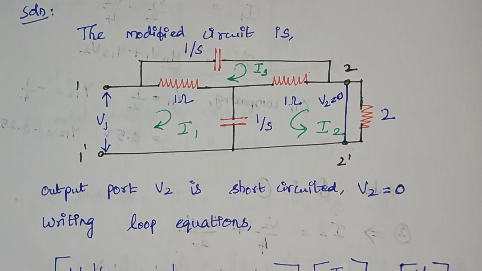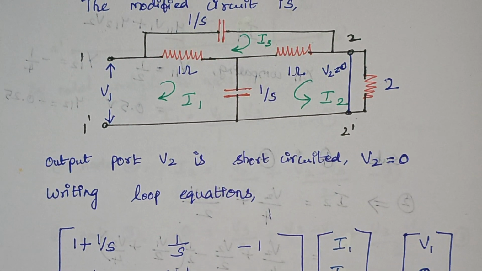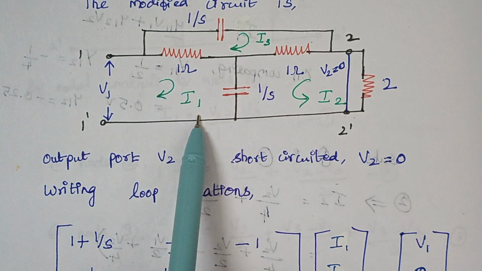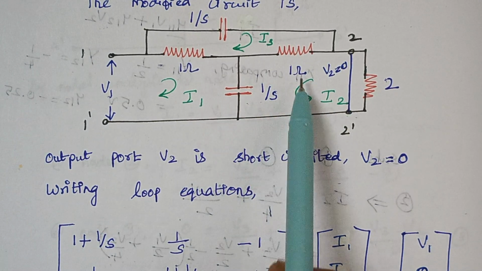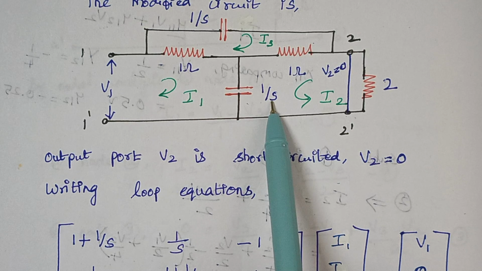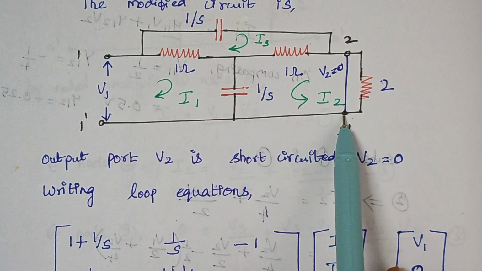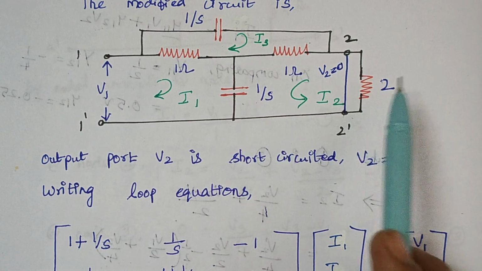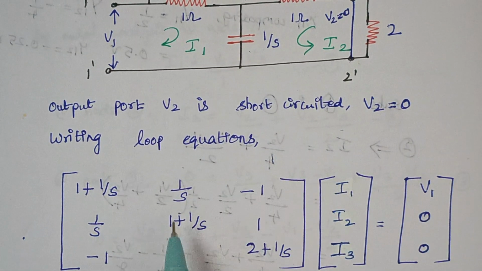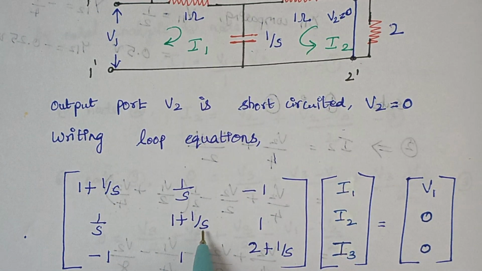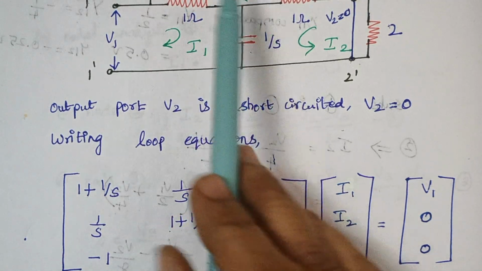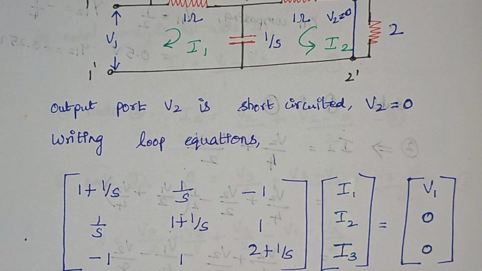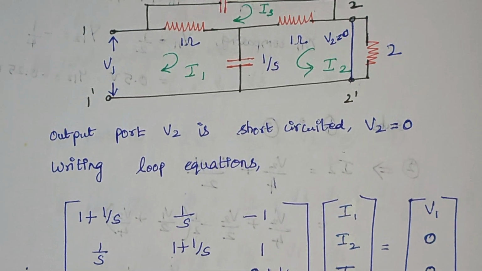Now we are going to write the loop equations. In the first loop, the net value of impedance is 1 plus 1 by S, and in the second loop it is again 1 plus 1 by S. Always keep in mind that since we short circuited this port, the 2 ohm won't come into the picture. For the third loop, 1 plus 1 plus 1 by S, so it is 2 plus 1 by S.